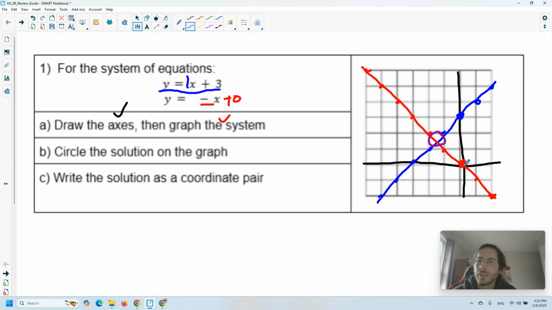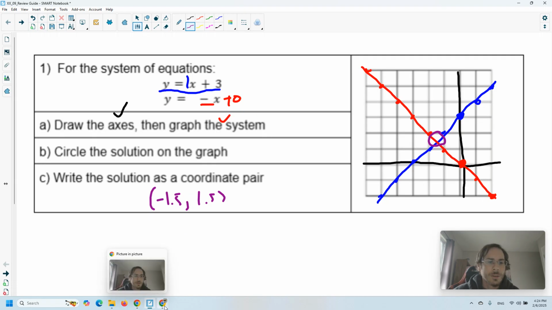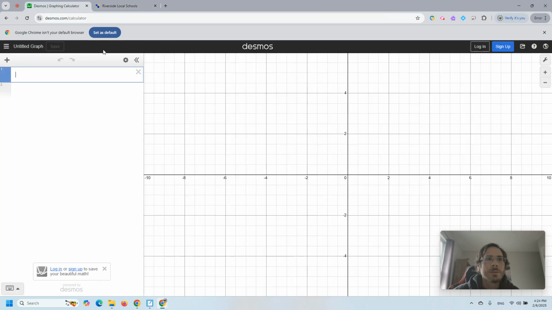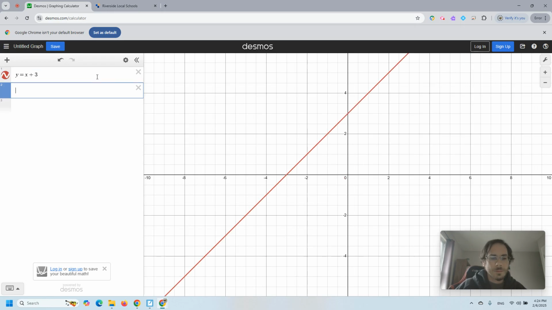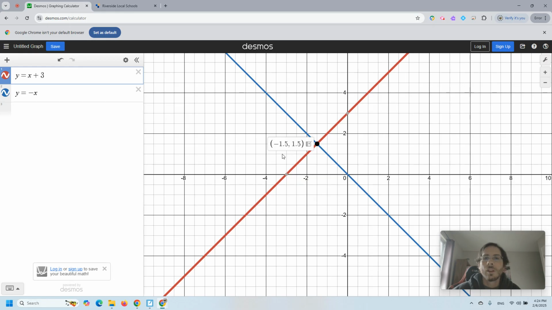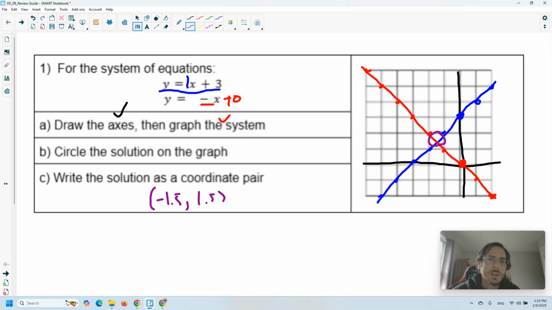That looks a lot like the solution is at negative 1.5, and then if I go up 1.5. Now, since I got decimals, maybe I'm a little bit unsure. That's okay. So we'll throw this into Desmos. We got x plus 3 and negative x. If I look there, they connect right there at negative 1.5, 1.5. It's a little bit easier to see. So again, it might help to graph first just to see where the connection is. See where that intersection is? That intersection is where the one solution is. That's what we got for this one.